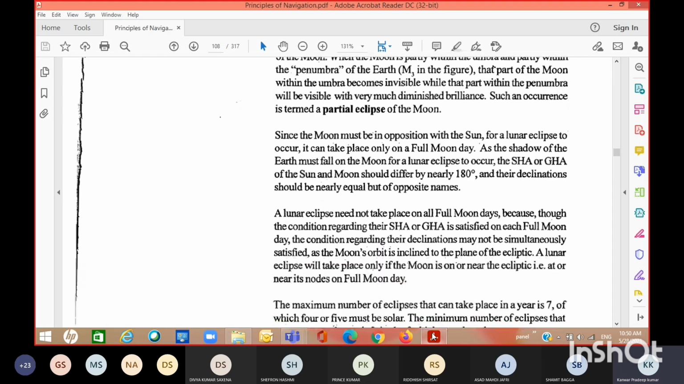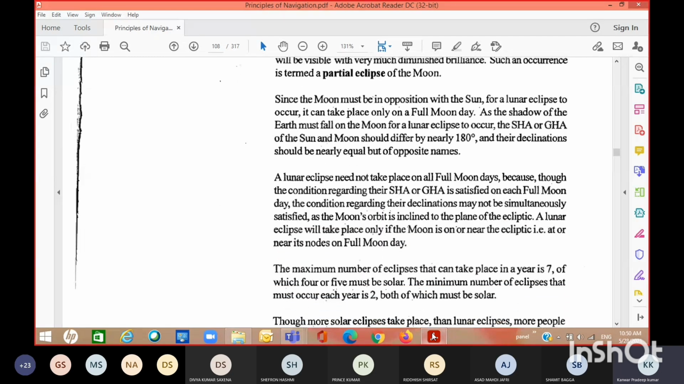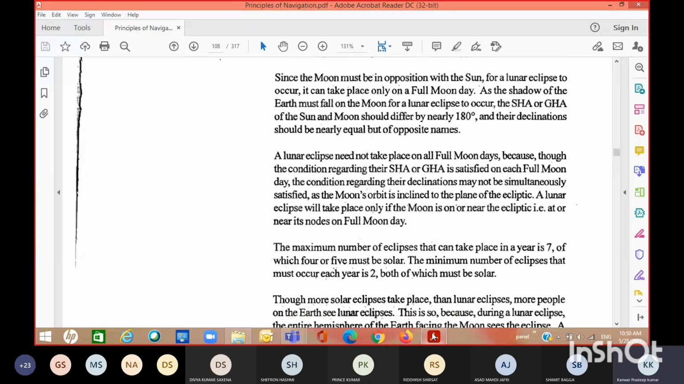Now, important part. Since the moon must be in opposition, it can take place only on a full moon day. Day before also was a full moon day, Budh Purnima. So they had an eclipse.